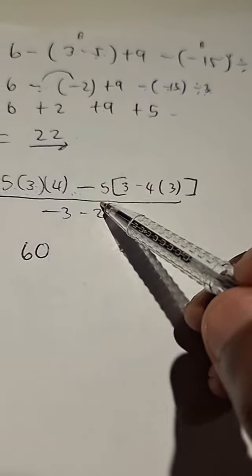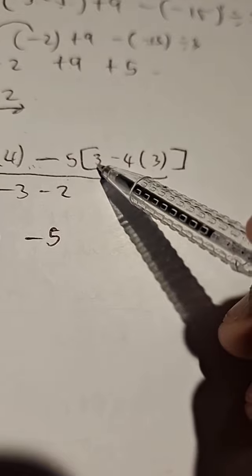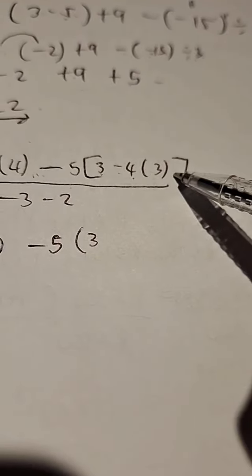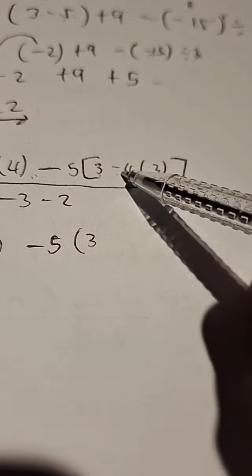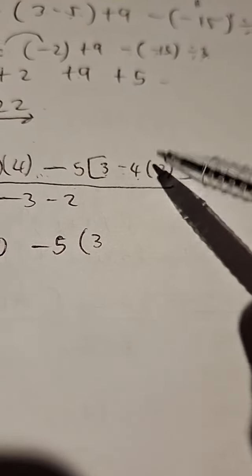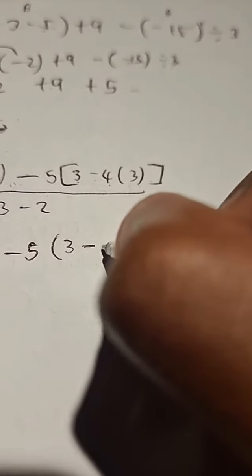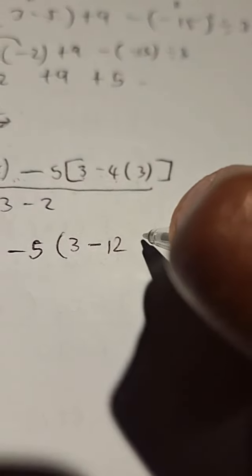Then we come here. The minus 5 stays outside for now. Let's take care of what's inside the brackets. What's 3? Okay, minus, for now we can just say 3. Then what's minus 4 times 3? Let's take care of what's inside the brackets. Minus 4 times 3, and negative times a positive gives me a negative. Then 4 times 3 is 12. So we have a negative 12.